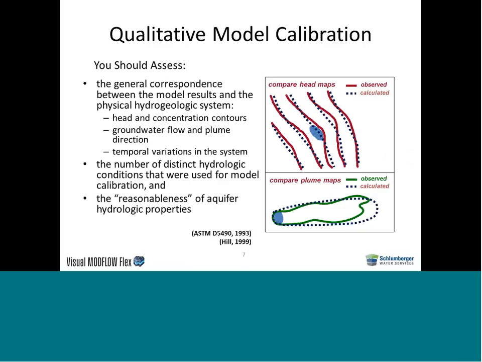Qualitative model calibration is essentially taking a look at the general correspondence between the model results and the physical hydrogeological system, so things like contour maps of heads and concentrations, groundwater flow directions and plumes, perhaps comparing these calculated results with what you have generated through contouring programs like Surfer or ArcGIS, et cetera, and also assessing the temporal variations of the system. You also want to assess the number of distinct hydrological conditions that were used for the model, and in general, just look at the reasonableness of the aquifer hydraulic properties and make sure that they look reasonable based on your knowledge of the site.